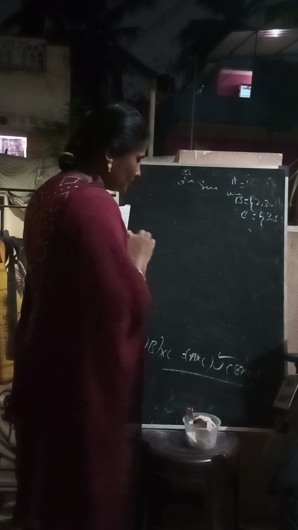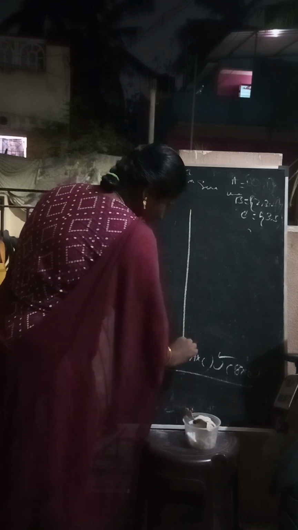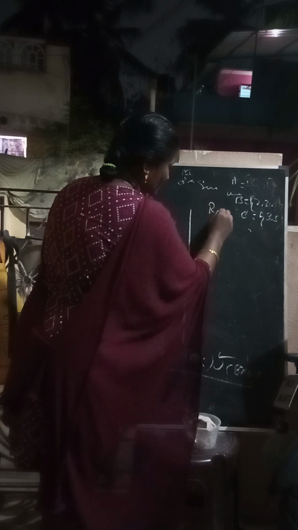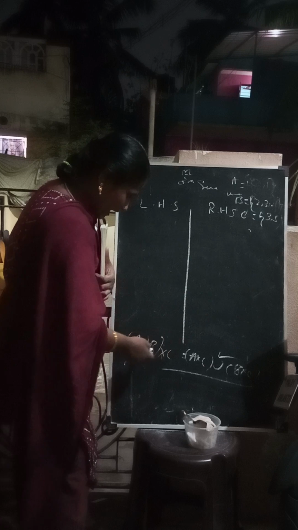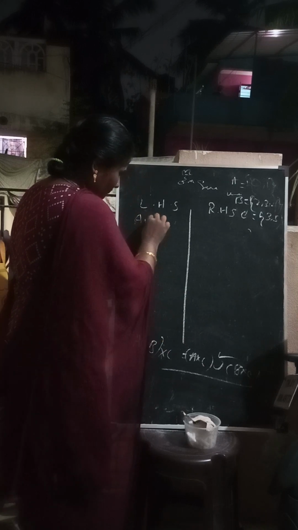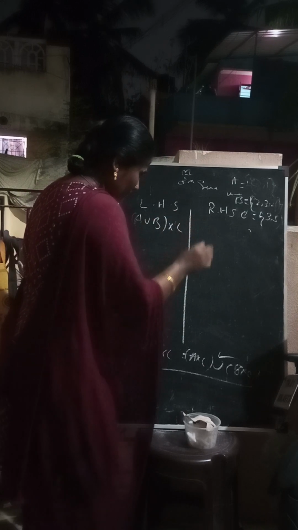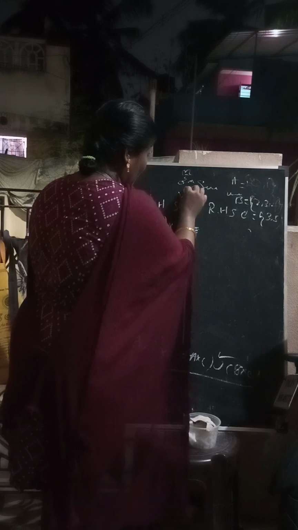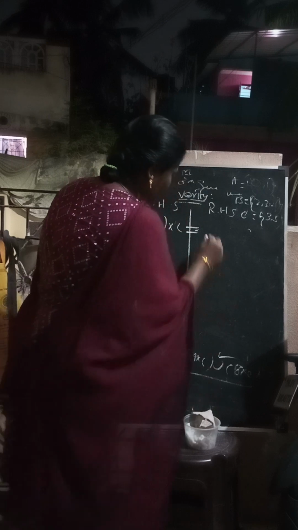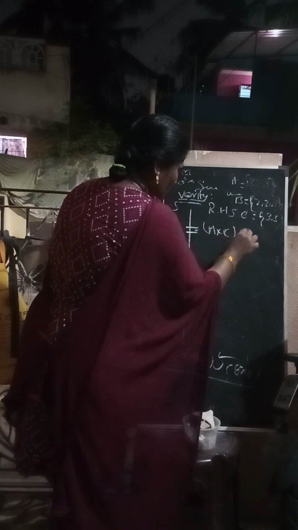So what is the question? It is verify. So we divide it into two parts: one is LHS and another one is RHS. This is the left hand side, this is the right hand side. So LHS is (A union B) cross C, which is equivalent to, they have asked us to verify, so we have to prove whether it is verified or not. That is (A cross C) union (B cross C).